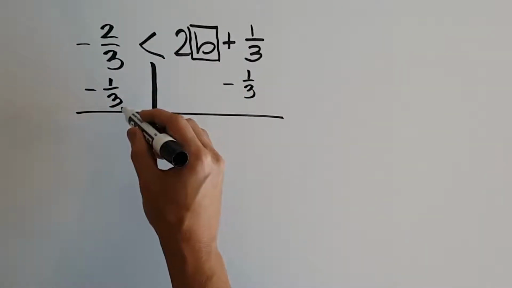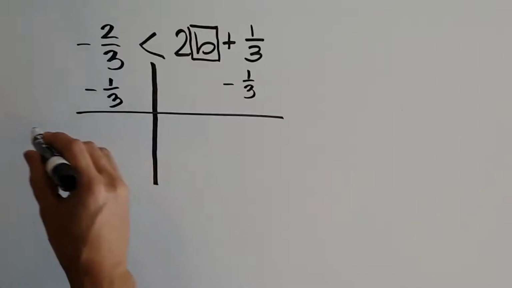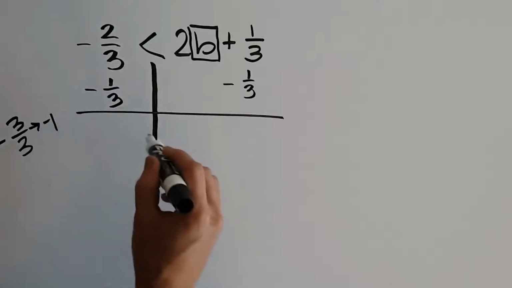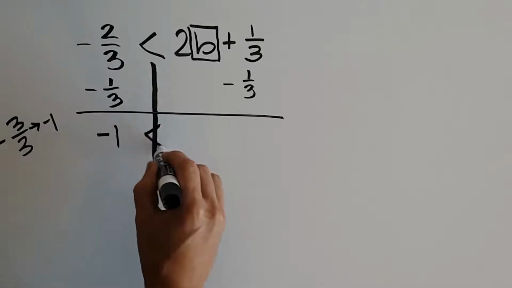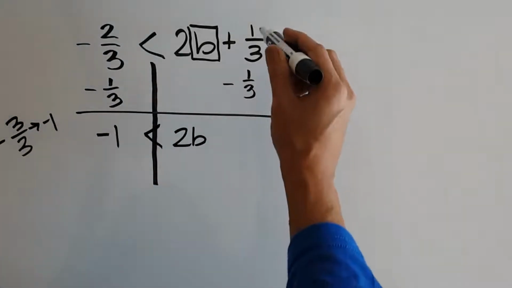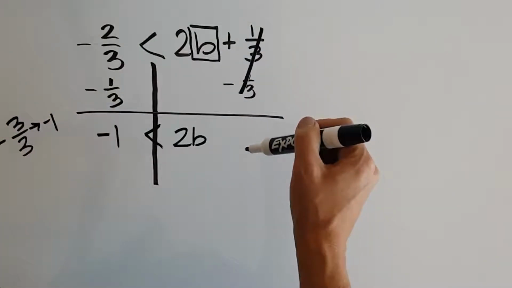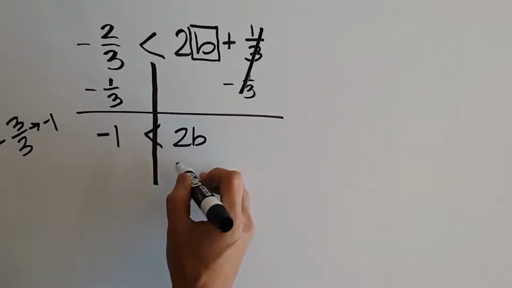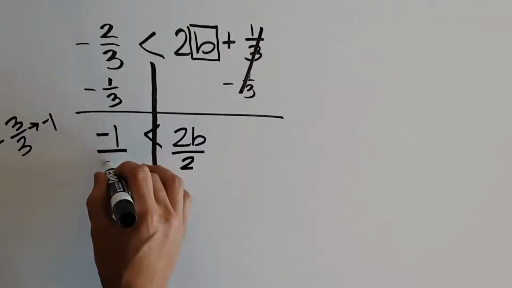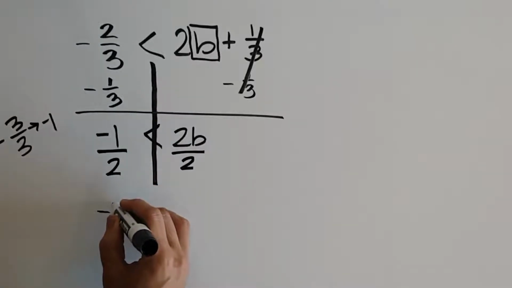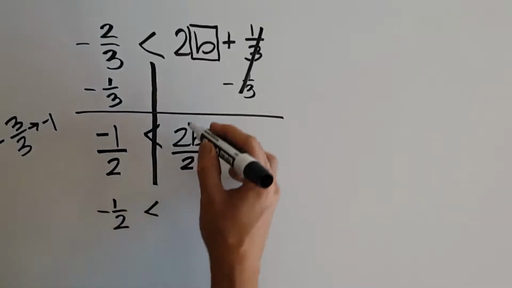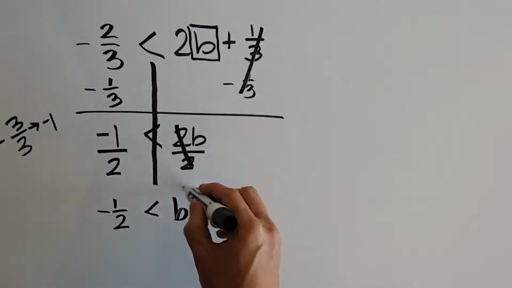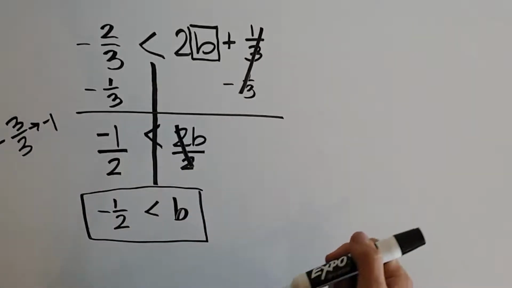Negative 2/3 minus 1/3 is negative 3/3, but negative 3/3 is really just negative 1. So we have negative 1 is less than 2b, and then 1/3 minus 1/3 is 0, so those are gone. To finish solving for b and isolating, to undo 2 times b, we're going to divide both sides by 2. So we have negative 1/2 is less than b, since 2b divided by 2 is just b. So this would be the solution set to our inequality.